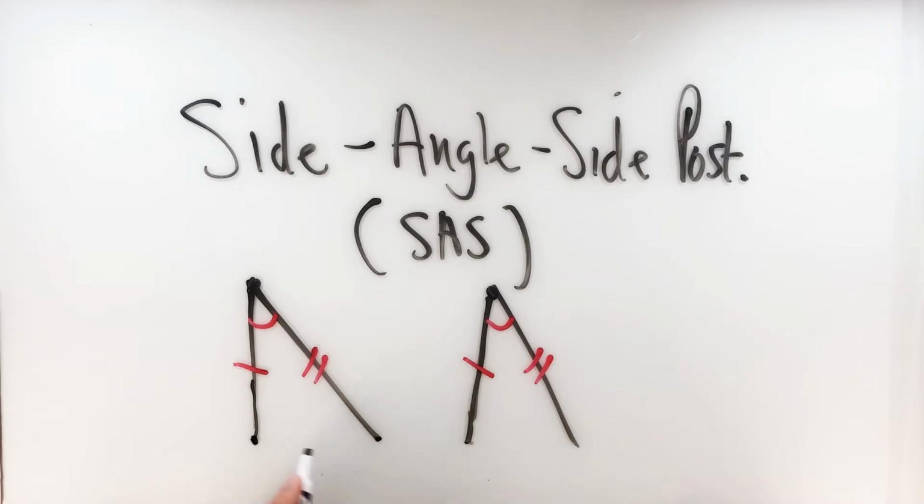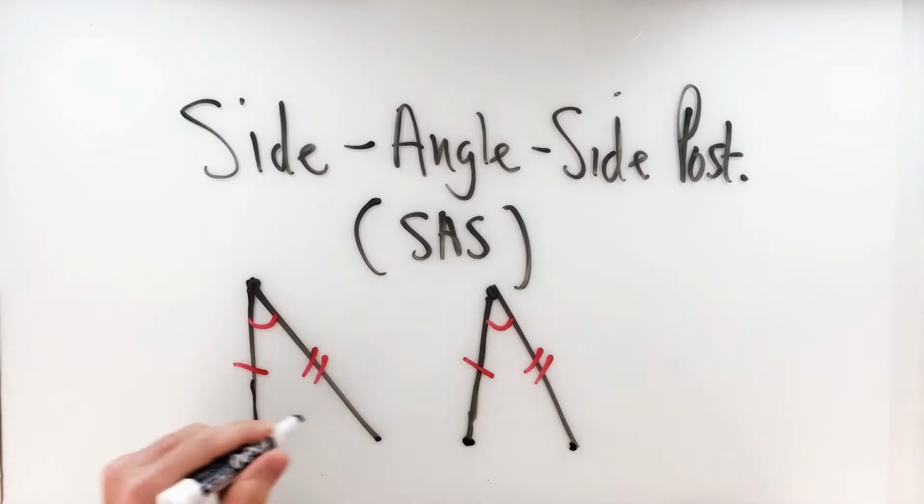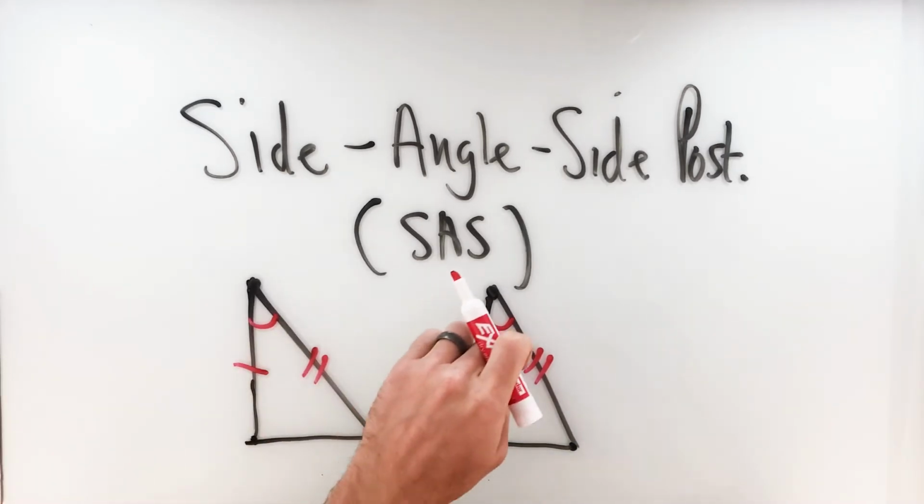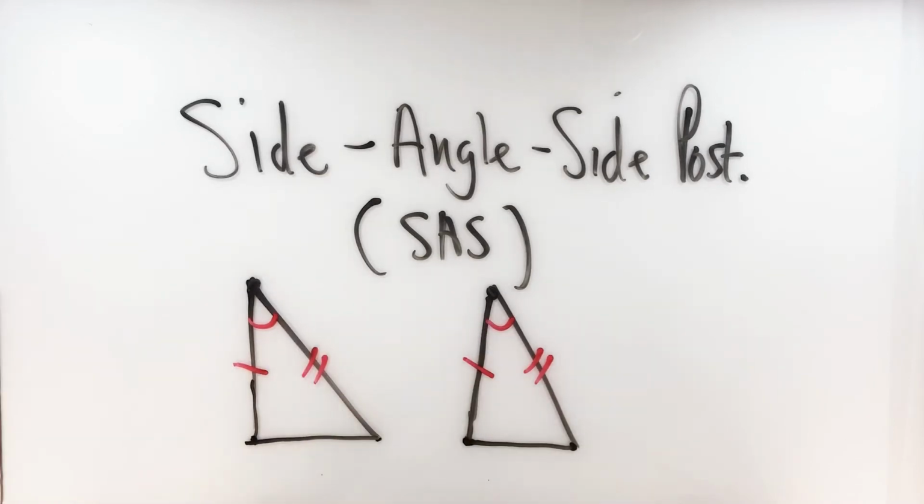But is there any way I could do that differently in this situation here? Well, no. If I put a line between those two, obviously these two sides are going to have to be the same as well, which would then give you all 3 sides. So if I have a side, an angle, and a side in that order, side, angle, side, where the angle is in between those 2 sides, this is enough to prove that those 2 triangles are going to be congruent to one another.